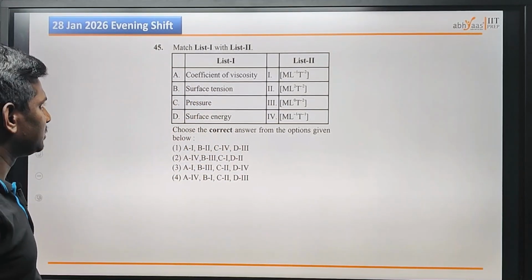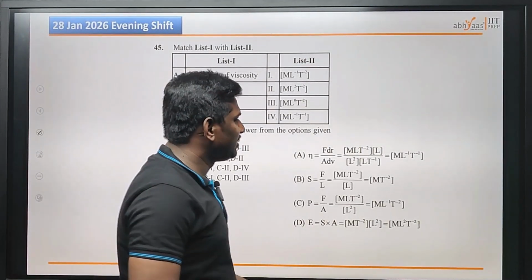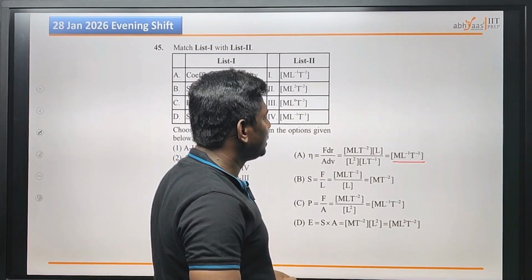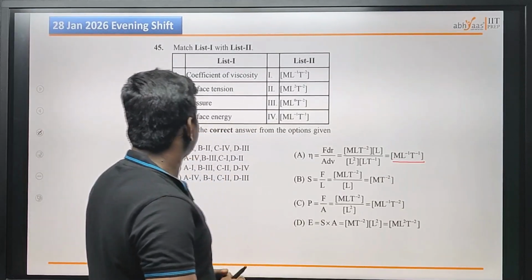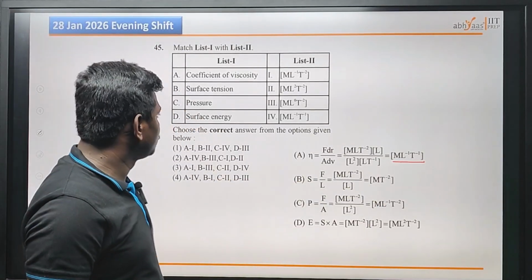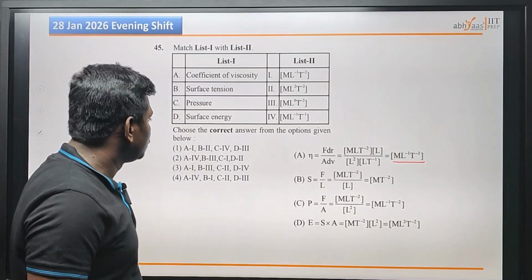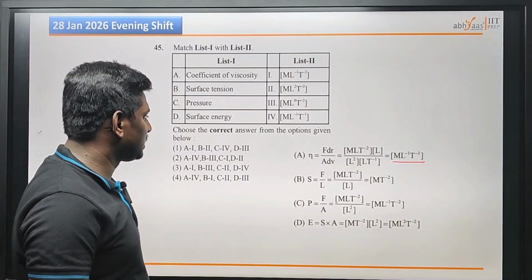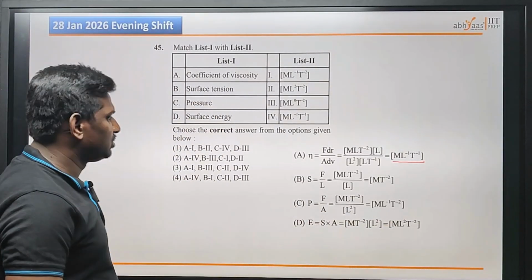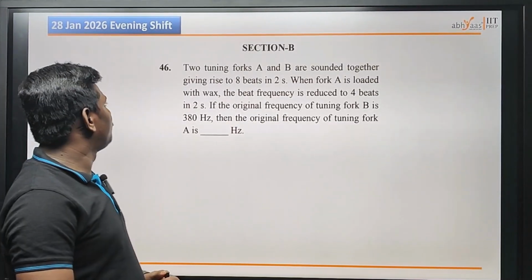The next question, which is purely based on the dimensional formulas. I am showing you dimensional formulas. See here, eta has dimensional formula M L to the power minus 1 T inverse. Surface tension is M T to the power minus 2. Pressure is nothing but M L inverse T to the power minus 2. Surface energy is nothing but S into A, you will get M L square T to the power minus 2. So what is the correct answer? Please comment below.